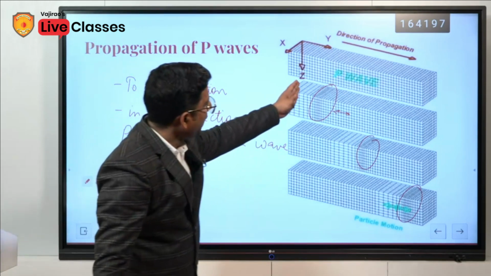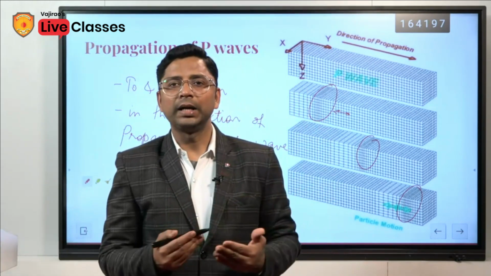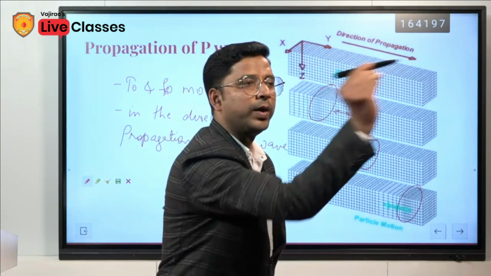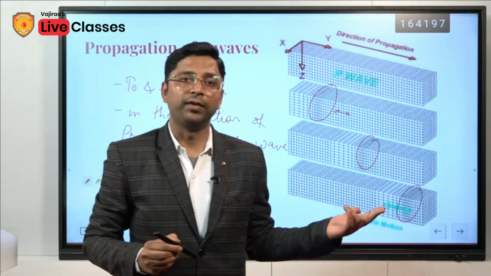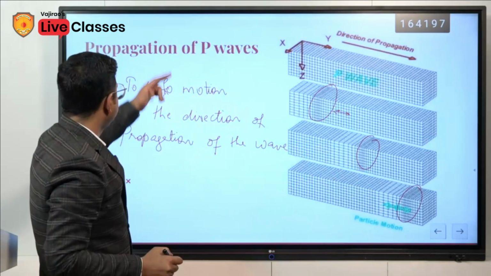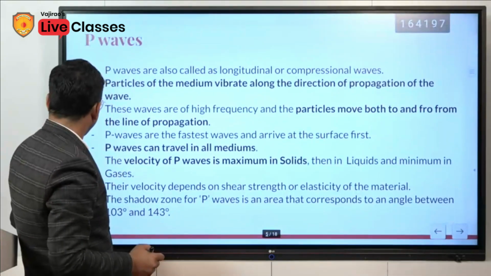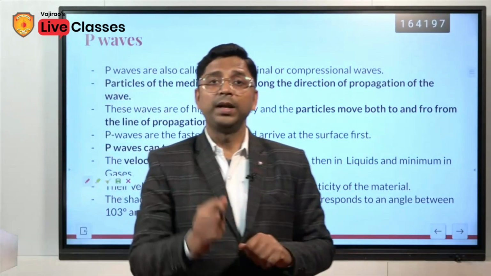Okay, so the particles of P waves, how are they moving? They are moving to and fro, and by doing this, they are moving ahead in the direction of propagation of the wave. What are the other characteristics of P waves? P waves have many characteristics.